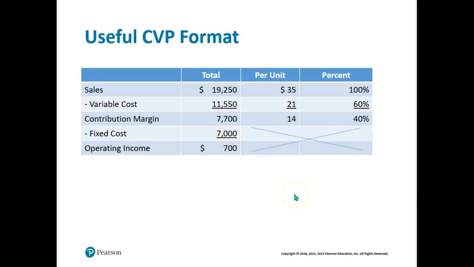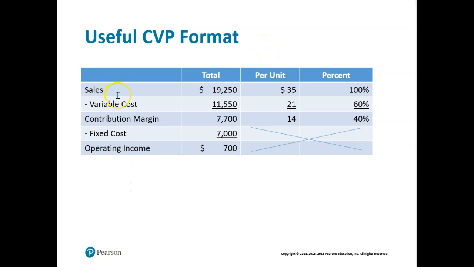Okay, and what else did I want to tell you? Oh, that sales are 100%. Okay, so if your cost percentage is 60%, then your contribution margin is 40. If you know that your contribution margin is 40%, sales have to be 100%, so your costs have to be 60. Okay, I can't encourage you enough to use this format.